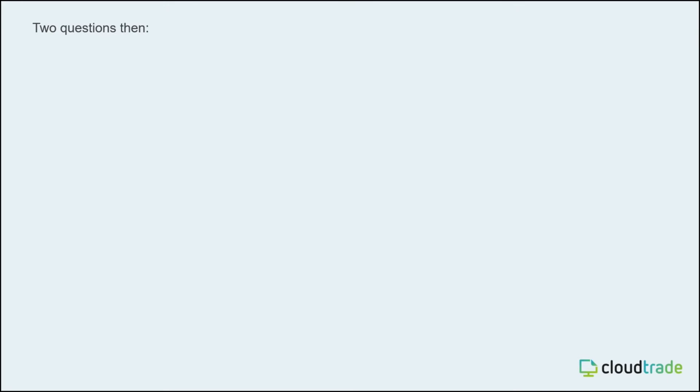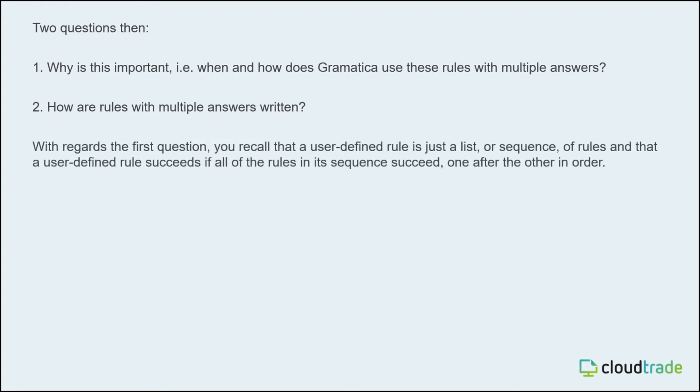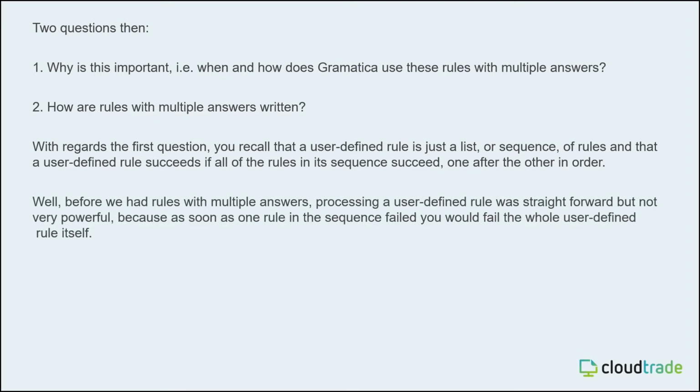So two questions about these rules. Why is this important? And when and how does Grammatical use rules with multiple answers? And how are they written? With regards to the first question, you'll recall that a user-defined rule is a list of other rules, and it'll succeed if all of those rules succeed in sequence. Before we had rules with multiple answers, if you were going along in a sequence and you hit a failure, that was it. The whole rule would fail.